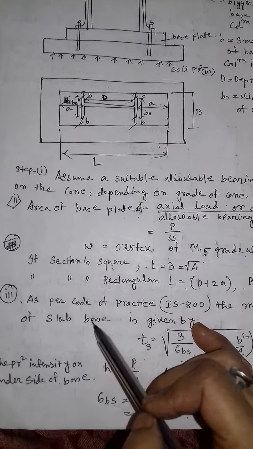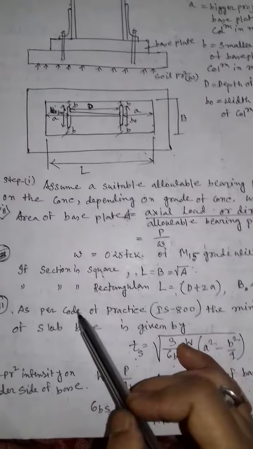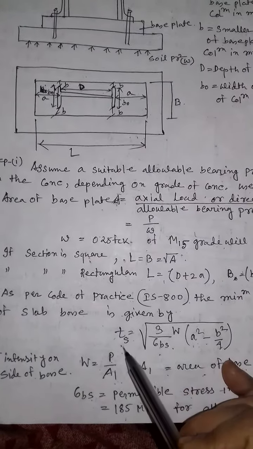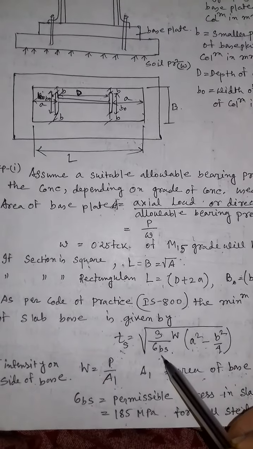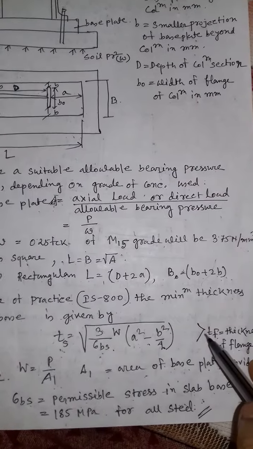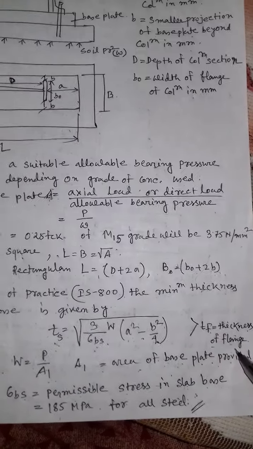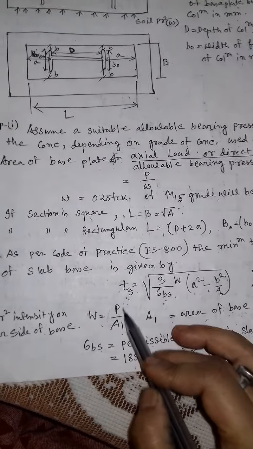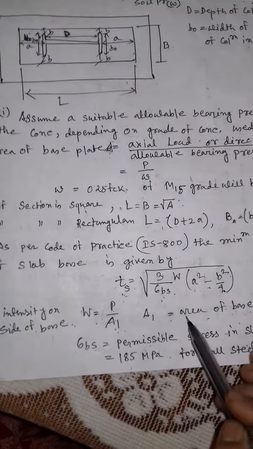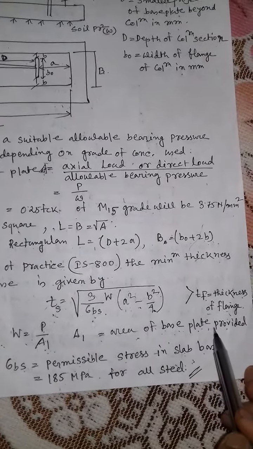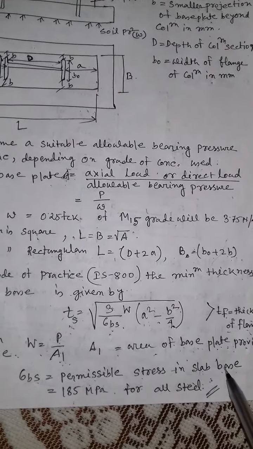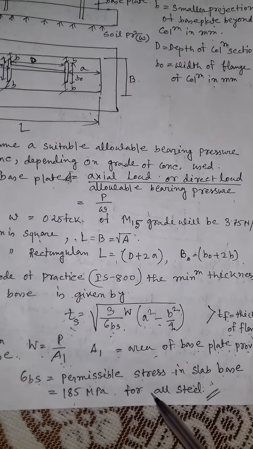Now we have to choose the thickness of the base plate. As per IS 800, the minimum thickness of the base plate is given by Ts equal to the square root of 3w by sigma bs, times a square minus b square by 4, which should be greater than Tf, the thickness of the flange. Here capital W is P by A1, the pressure intensity on the underside of the base. A1 is the area of the base plate which we have to provide, and sigma bs is the permissible stress in the slab base, 185 megapascal for all steel.